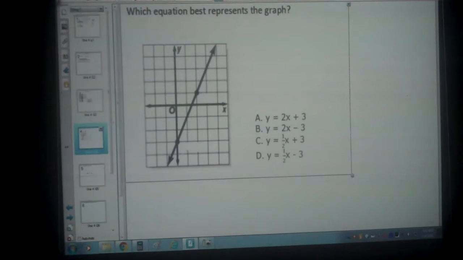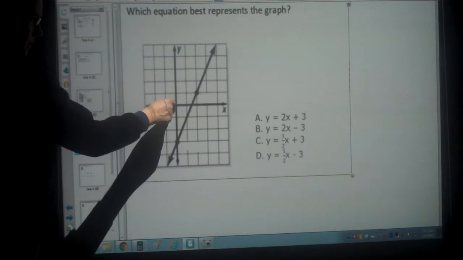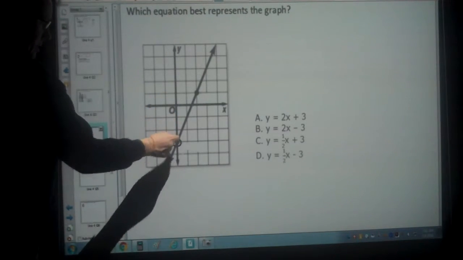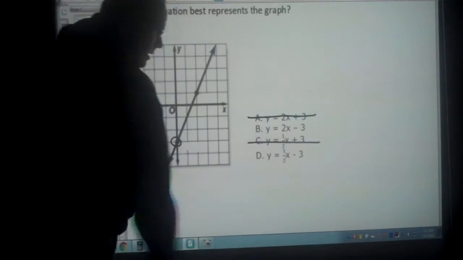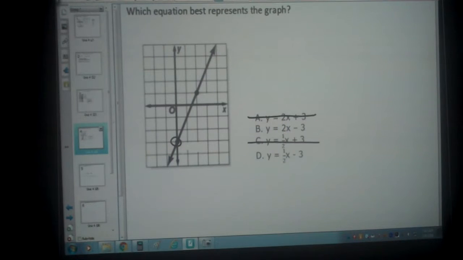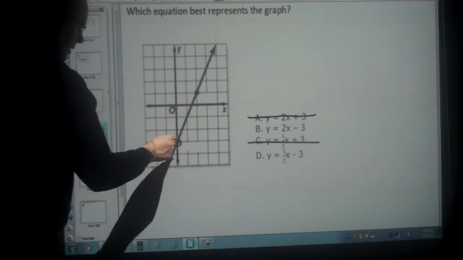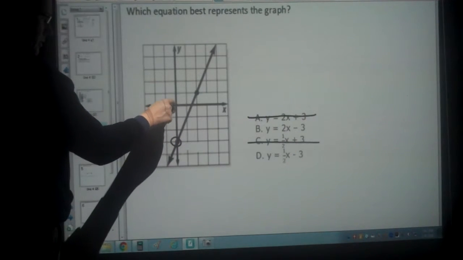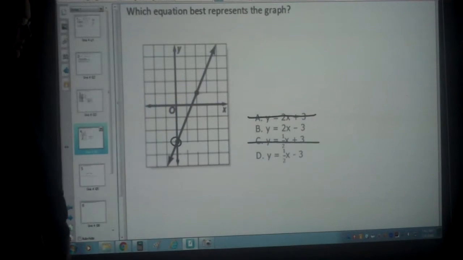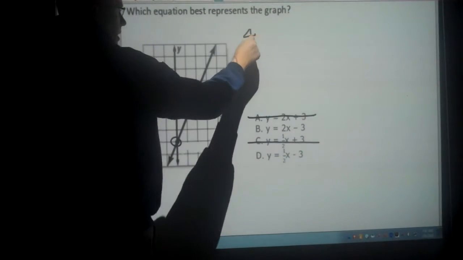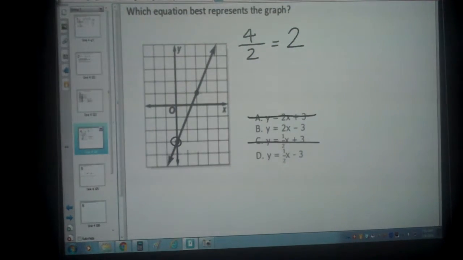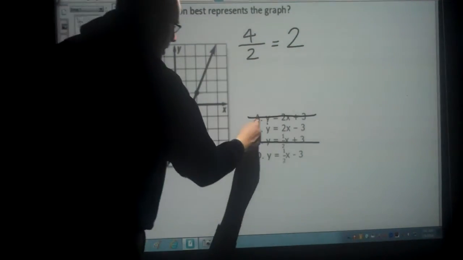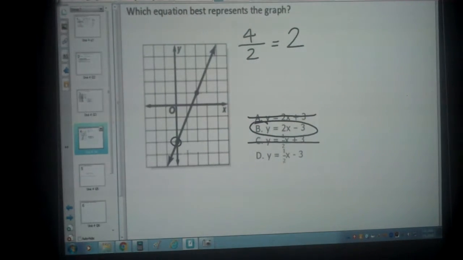Question 4. Which equation best represents the graph? We want to use the same idea that we used before. Let's look for the y-intercept first. It's -3. So anything that doesn't have a y-intercept of -3, I can get rid of straight away. Then I can do my slope calculation. It goes up 1, 2, 3, 4 squares, and then across 2 squares. So rise over run, 4 over 2 equals 2. So the slope is 2, therefore the equation is y equals 2x minus 3.